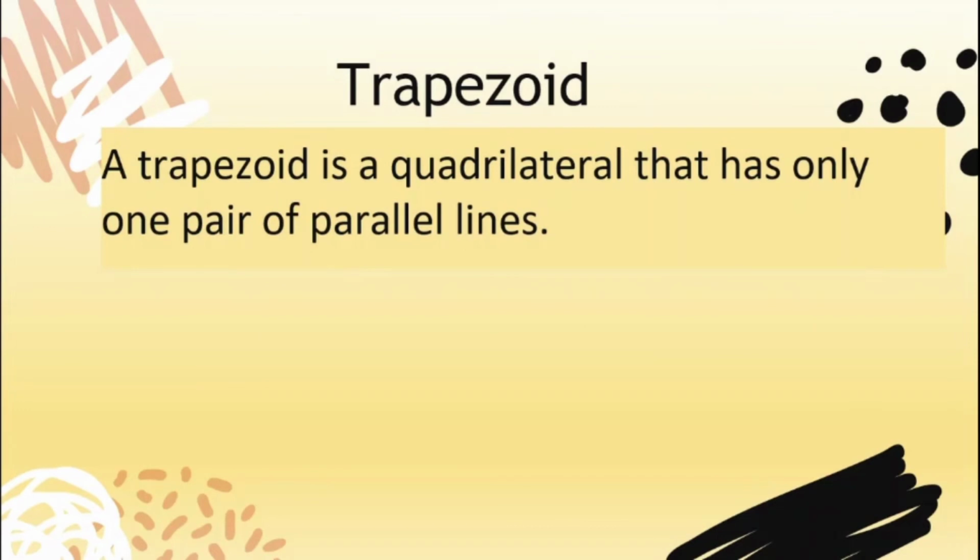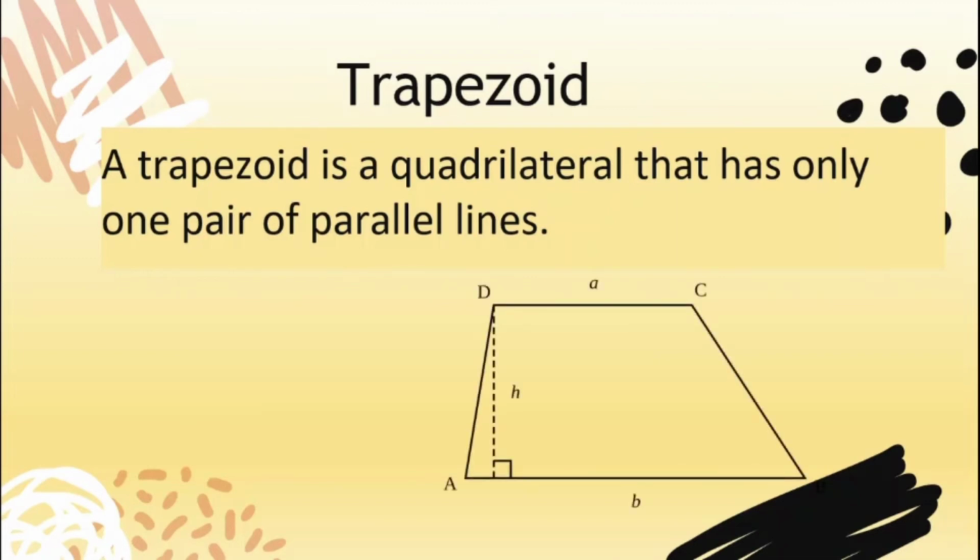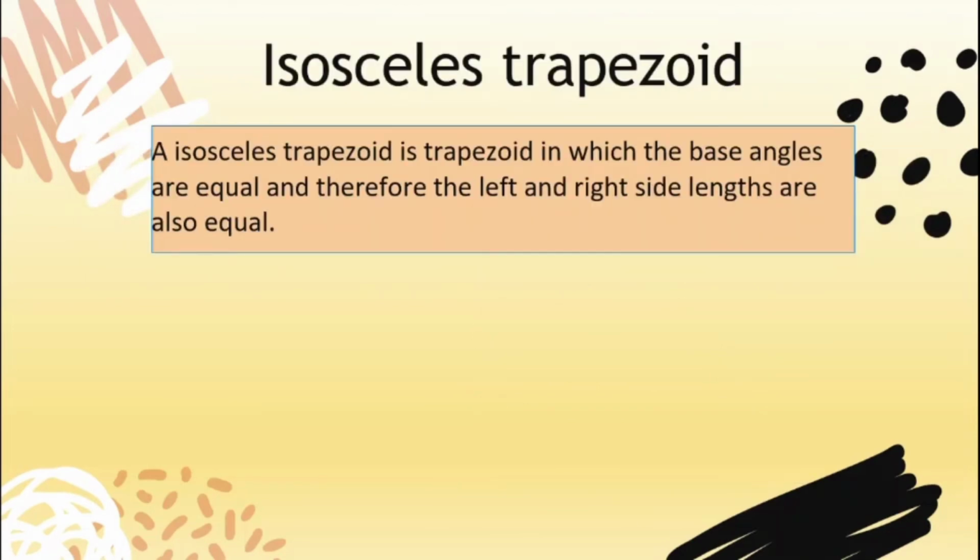Trapezoid. A trapezoid is a quadrilateral that has only one pair of parallel lines. Next is isosceles trapezoid. An isosceles trapezoid is a trapezoid in which the base angles are equal, and therefore the left and right side lengths are also equal.